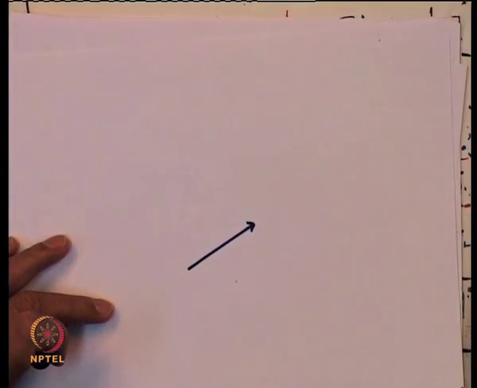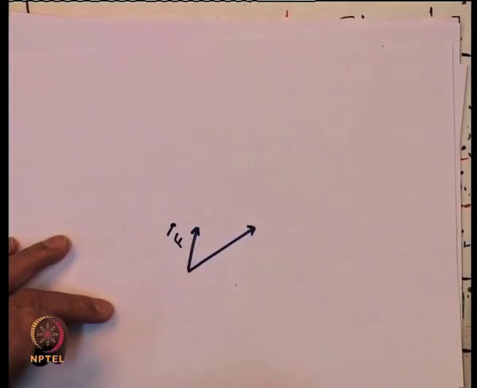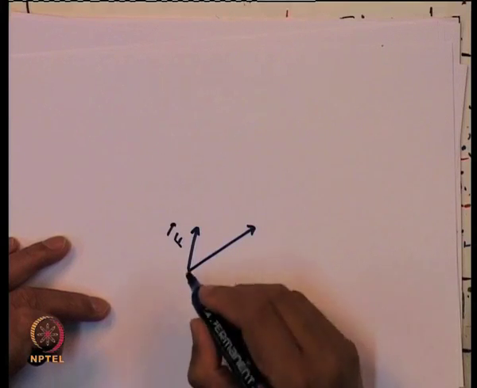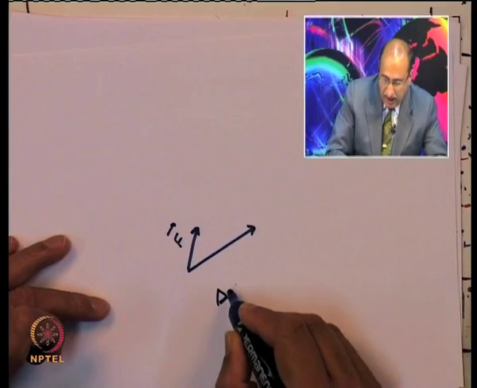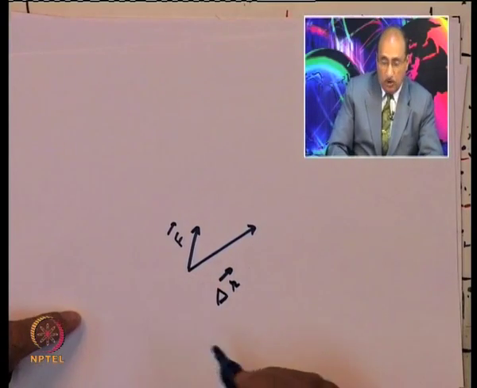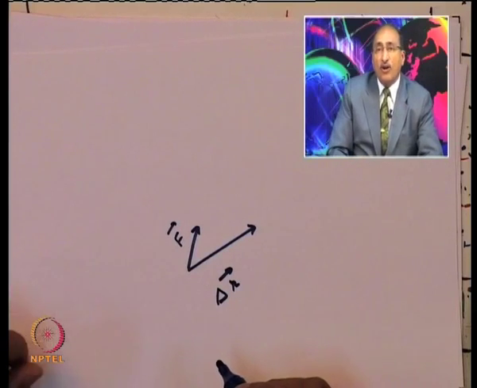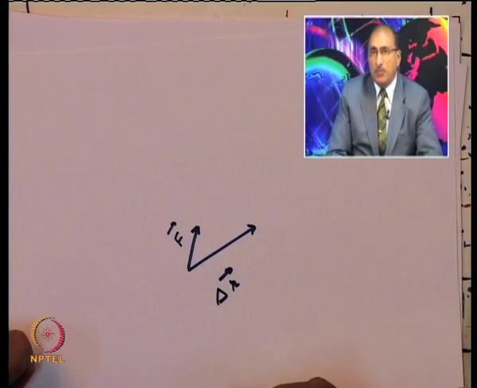As we have said, let us suppose there is a particle which is moving in a given direction, and we apply a force. Then, in a given time delta t, this particle moves by a distance delta r, and we take a dot product of f and delta r. This is what is called work done by the force, and by work energy theorem, this should be equal to the change in the kinetic energy. If the particle was moving without any force, of course, its kinetic energy has to remain constant, it will not change.